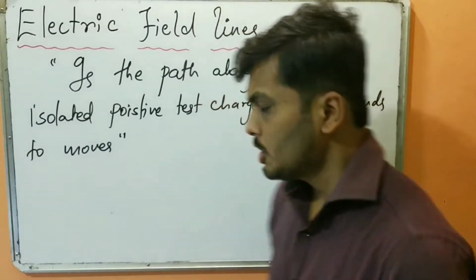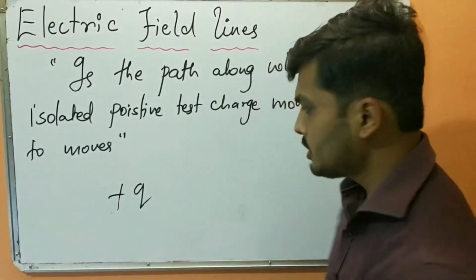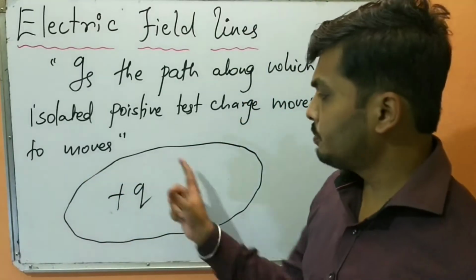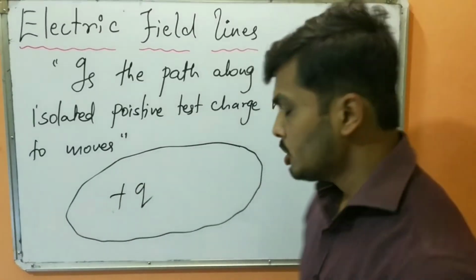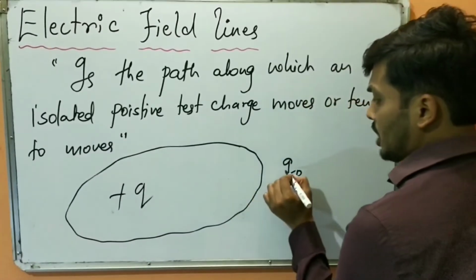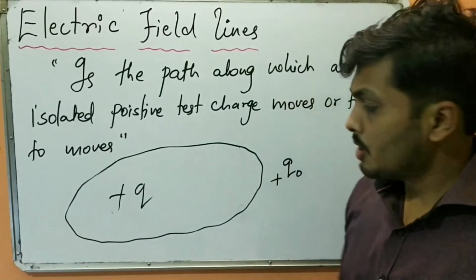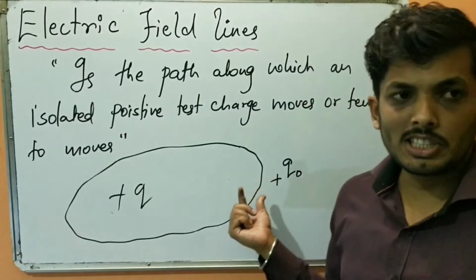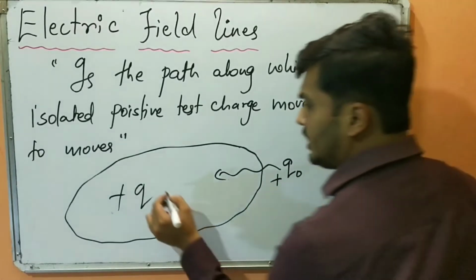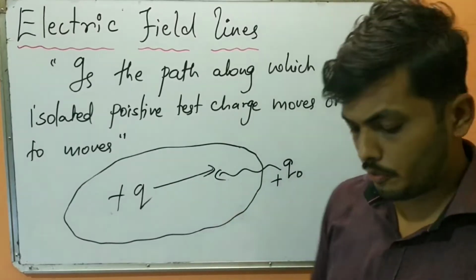Now how to understand this? If you remember, I had taken one charge plus Q which I called the source charge, and this charge was responsible to generate a space around it, and that space was responsible to create an electric field. So if one isolated positive test charge tries to encroach this space, this charge will experience electrostatic force of repulsion since both are positive, where this was the source charge and this was the test charge. Now what happens once this charge approaches this space? Definitely this charge is going to move away from the source charge because of Coulomb's electrostatic force of repulsion.